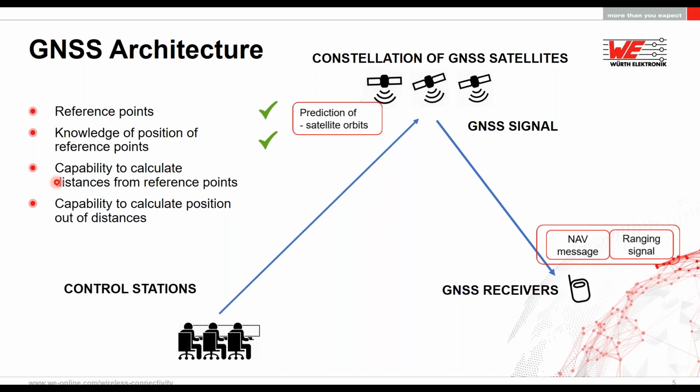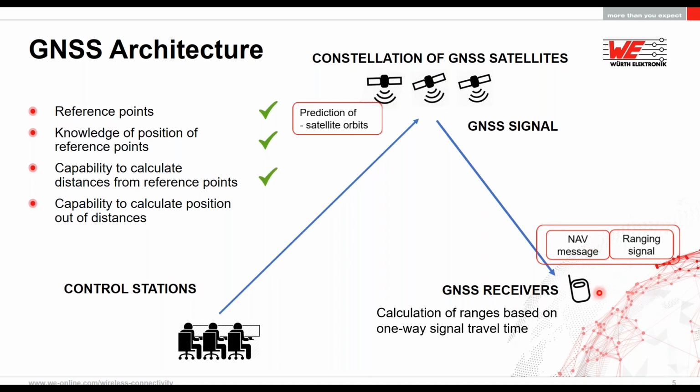We need to be capable of calculating distances from reference points. That means calculating distances between satellite and receiver. This is done on the basis of one-way signal travel time from satellites to receiver. We will provide more details about that later in the presentation. We can check the third point.